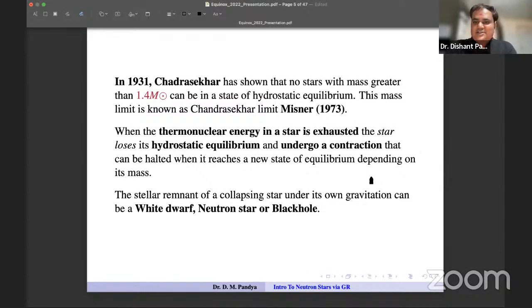When the thermonuclear energy in a star is exhausted, the star loses its hydrostatic equilibrium and undergoes a contraction that can be halted when it reaches a new state of equilibrium depending upon its mass. Again, mass plays a vital role here. Depending upon the mass of that star, you will have a few categories. In the last line, based upon the remnant of this collapsing star, you will have either a white dwarf, a neutron star, or a black hole.